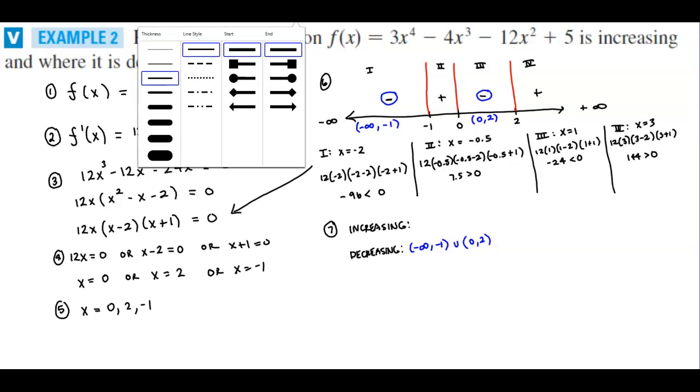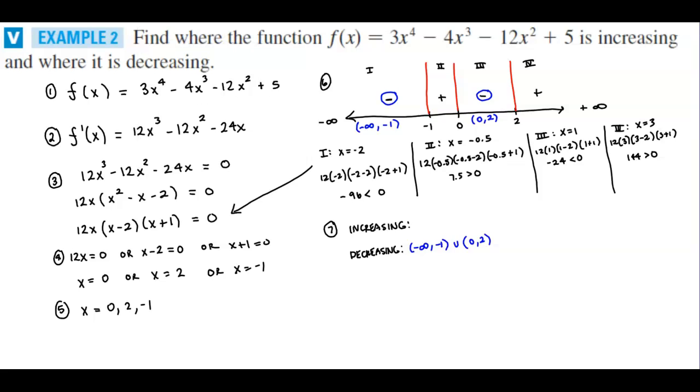Okay, and now where is it increasing? We can see the interval between negative 1 and 0 has a positive sign, and this one has also a positive sign going from 2 to positive infinity. So therefore, it's increasing from negative 1 to 0, union 2 to infinity.